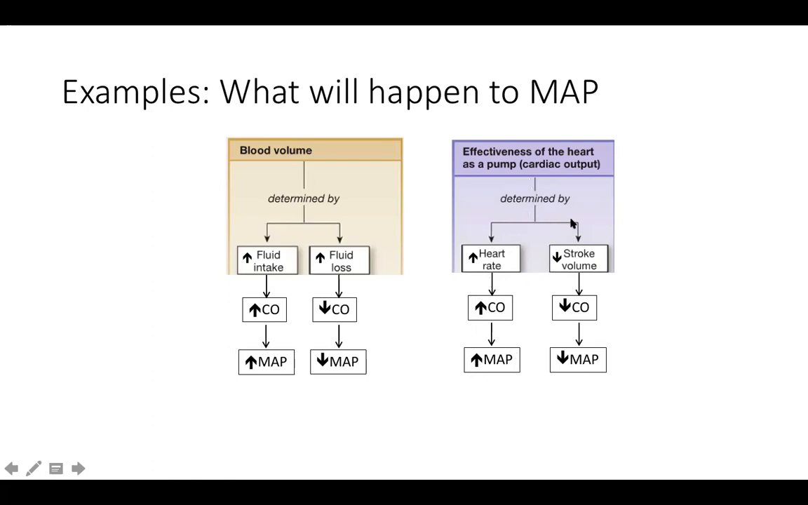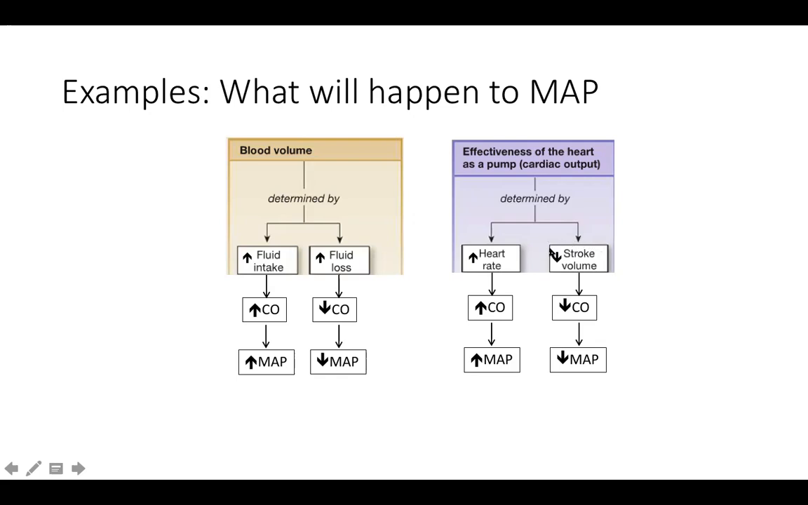Another example would be stroke volume. Say that the opposite thing is happening to stroke volume. These are all just examples. These arrows, I can give you any example. I can say stroke volume increases or heart rate decreases, and you should be able to tell me what would happen to mean arterial pressure from a logical explanation standpoint.